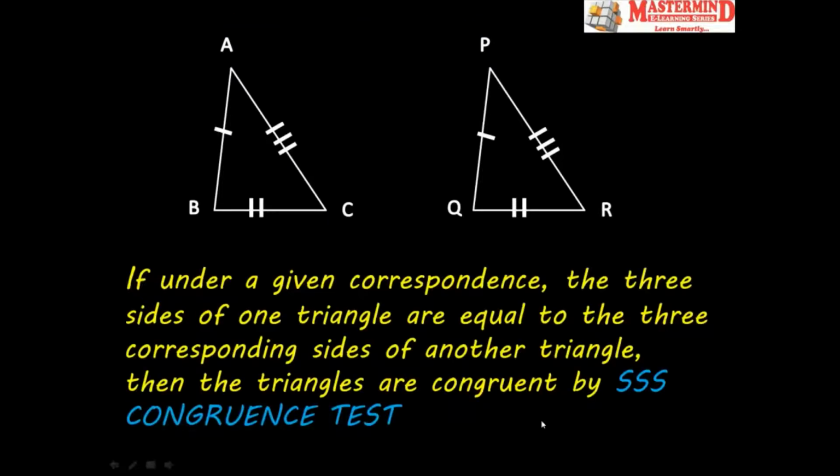Now, if under a given correspondence, the three sides of one triangle are equal to the three corresponding sides of another triangle, then the triangles are congruent by SSS Congruence Test or side-side-side congruence test.